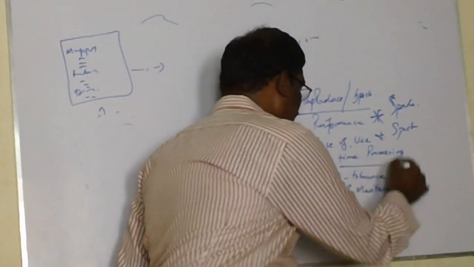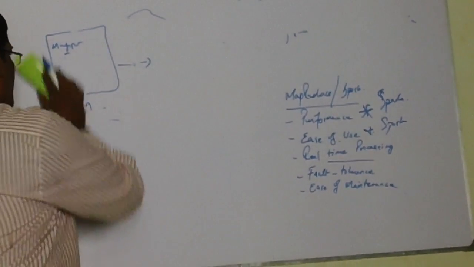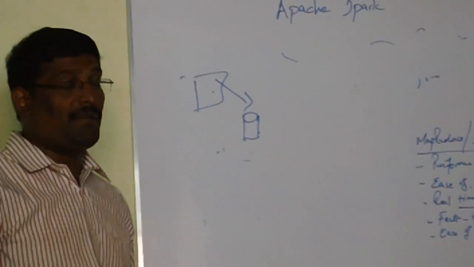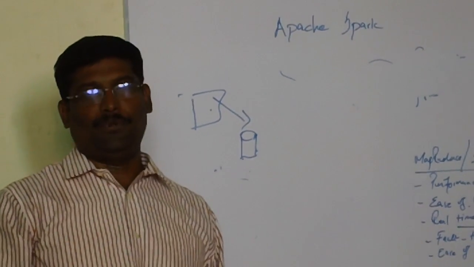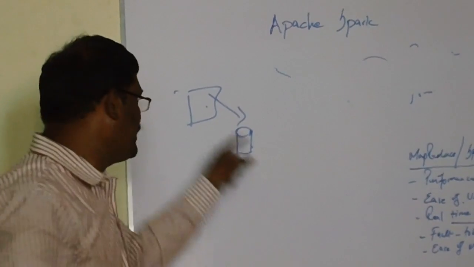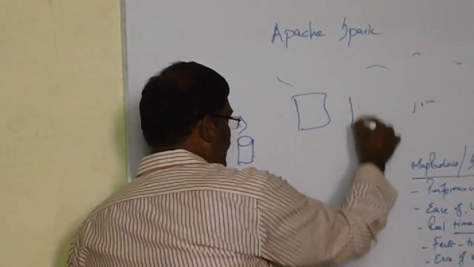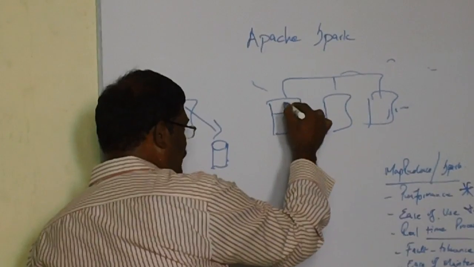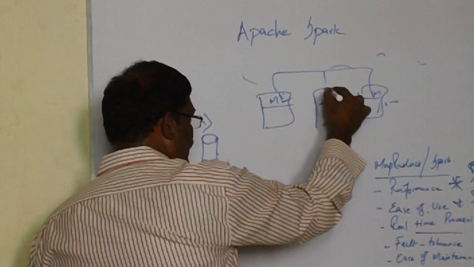Next, real-time processing. We know that MapReduce stores the data in the disk. So MapReduce is very good at batch processing, but for real-time processing, it doesn't have any support. The reason is, once the data is processed, it would be stored in the disk. But in case of Spark, when we put together a cluster of servers, then the result would be available in the memory itself. So data is available in the memory.